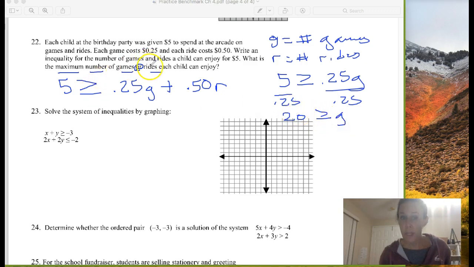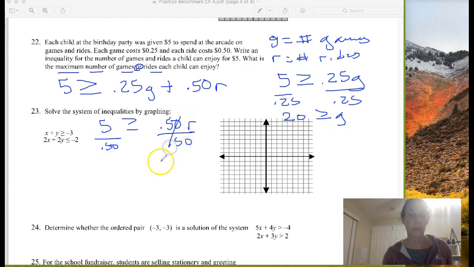Now, if I only did rides, I have $5 and it's 50 cents a ride. You guys can probably do that in your head. If it's 50 cents a ride and you have $5 and you're at the carnival, how many rides could you do? Divide by 0.50 or divide by 50 cents.